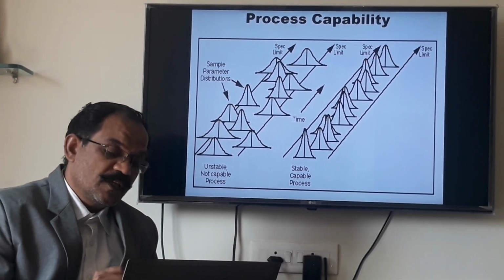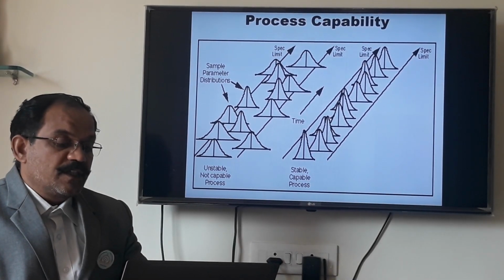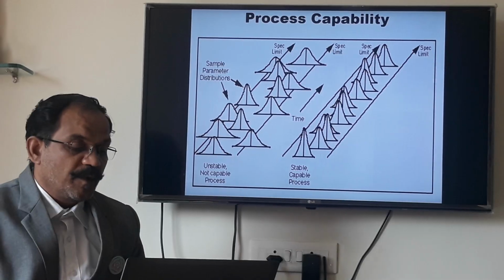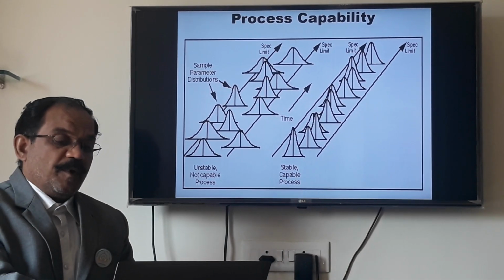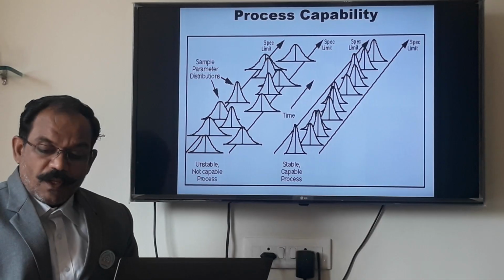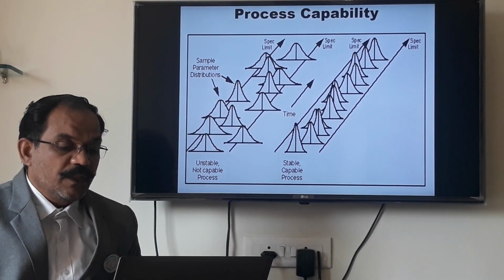So this is a capable process. The first figure shows the unstable and not capable process. This is the capable process, because all the processes, all the indicators, are falling within the lines.